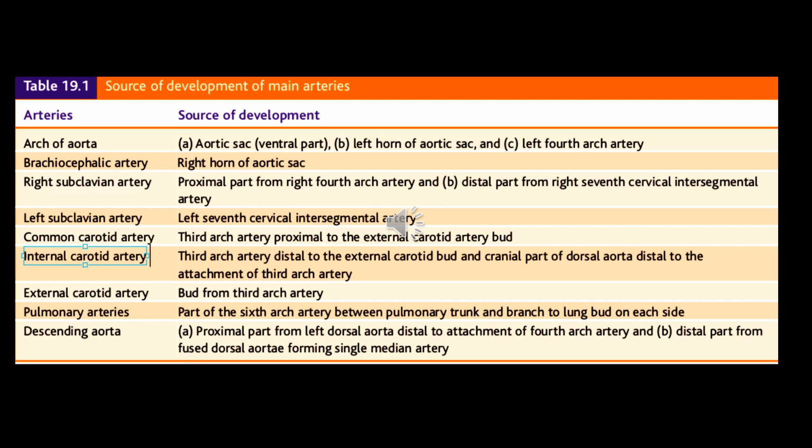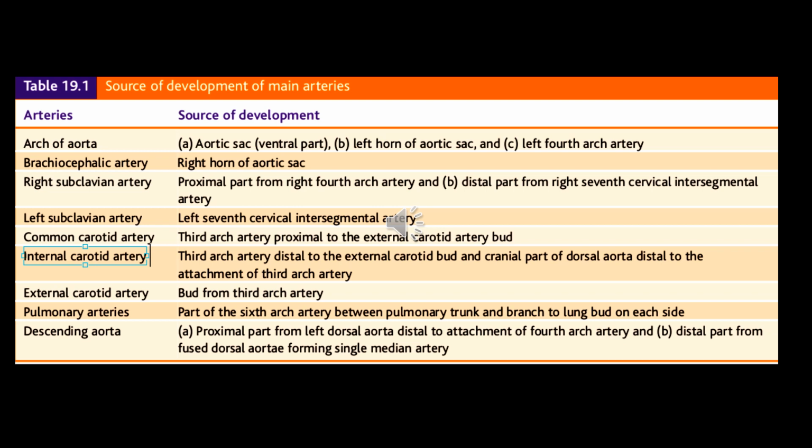Brachiocephalic trunk, thankfully, is derived from the right horn of the aortic sac. Left horn is giving rise to the arch of aorta, so its counterpart will be the brachiocephalic trunk. No wonder it gives off the right common carotid and right subclavian. So the right horn of the aortic sac will become the brachiocephalic trunk.